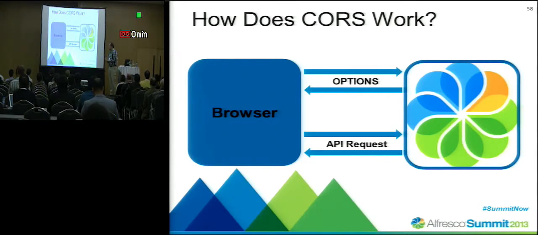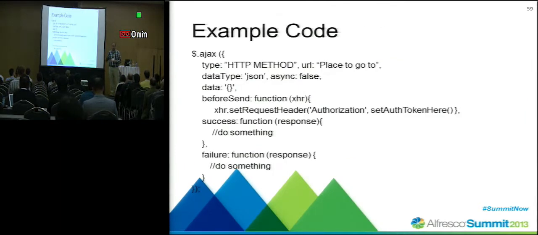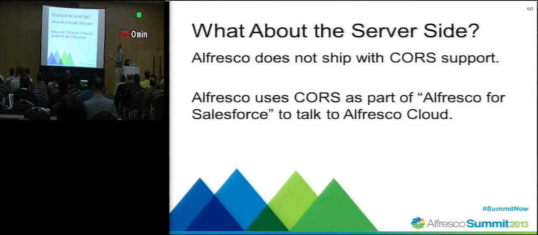So there's two parts to it. The first part is the browser sees that it's an AJAX call and says, oh, I want to see if the server supports this, and makes an options request out to the server. Once that's approved, then your API request is done from Alfresco. And here's a little code example in jQuery of what it would look like. In this case, this was taken from one that was going against Cloud, the public API in Cloud, so we had to set an OAuth header there on that one.